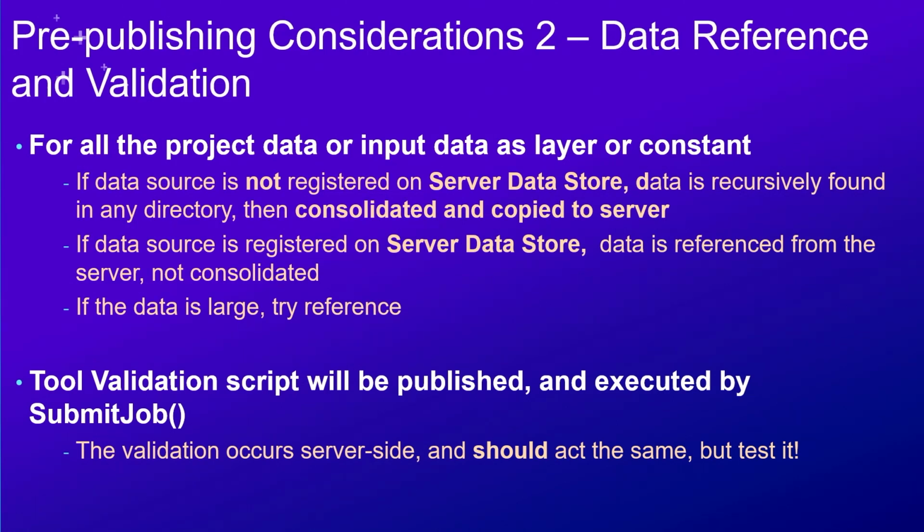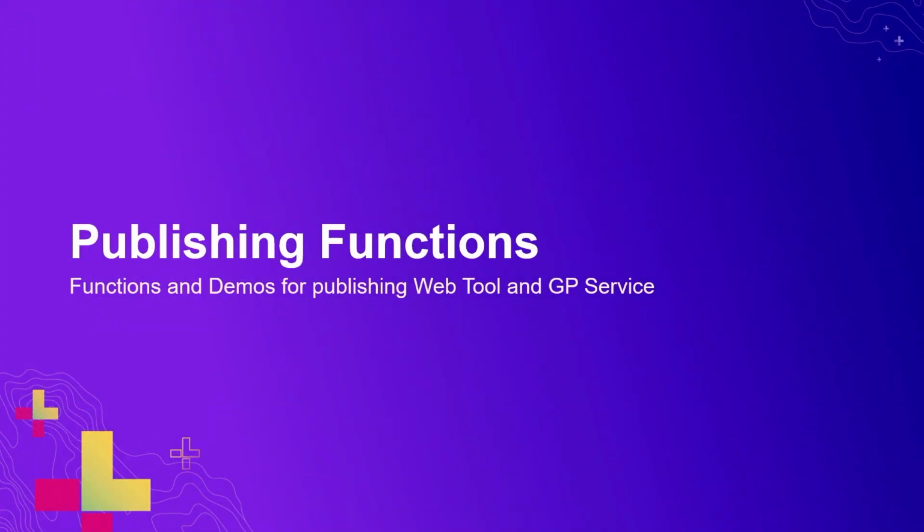And the other one we need to talk about is the tool validation script. Now, each tool has a validation part. If you publish it as an asynchronous tool and execute it by submit job, the validation should occur. But this is not used as commonly. All right, so next we're going to talk about the publishing functions, followed by 2 demos.